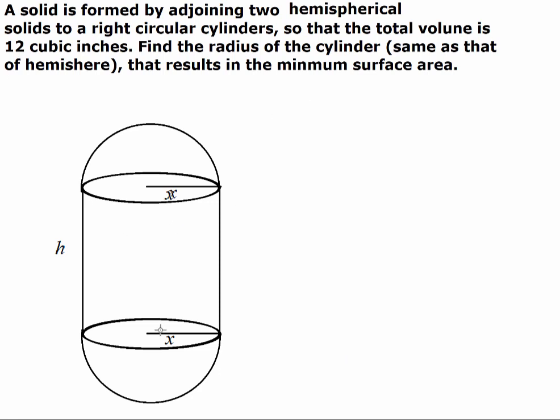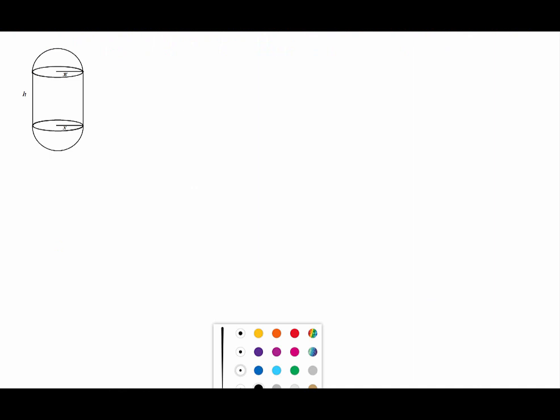Now we have to find the radius of the cylinder so that the surface area of this new body is the minimum. So let's attempt the question. We are given that the volume of this whole body is 12 cubic inches.